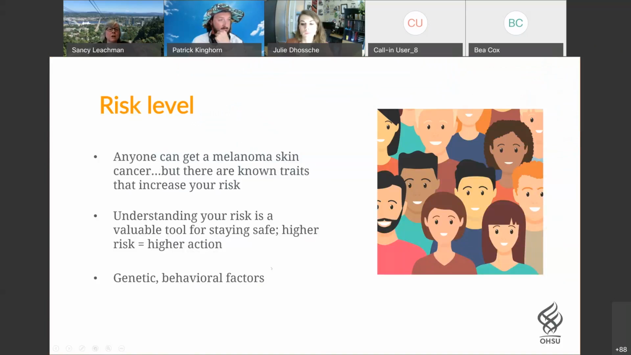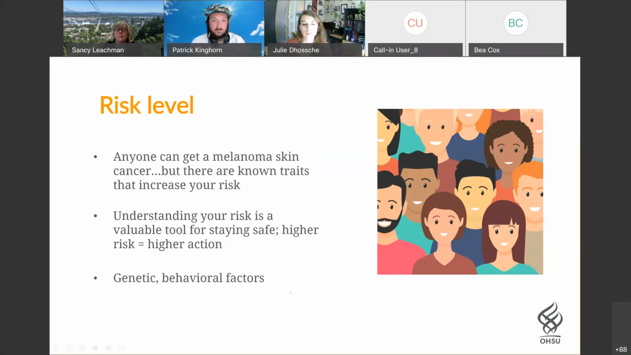The first thing is that different people have different risks of getting skin cancer. Anybody can get it. It doesn't matter race, creed, ethnicity, skin color, anybody can get a melanoma. But there are certain traits that we talked about earlier that really do increase your risk. Everyone should know what those are, because it informs them about themselves and the people that they know and love.